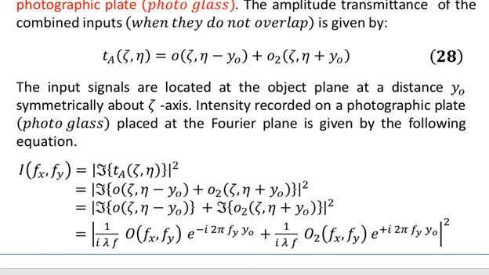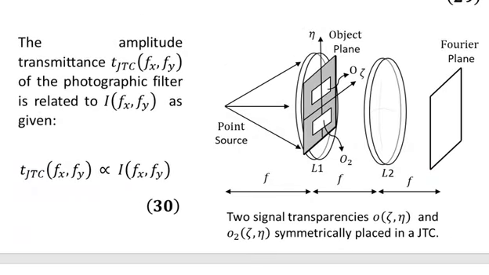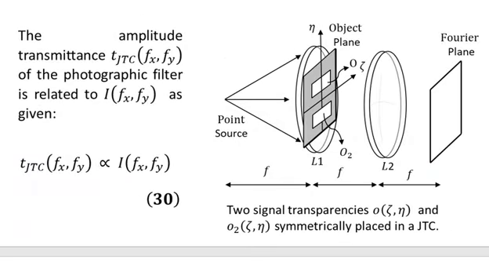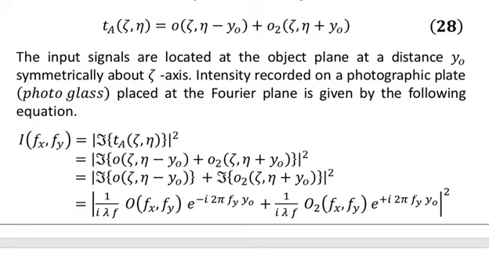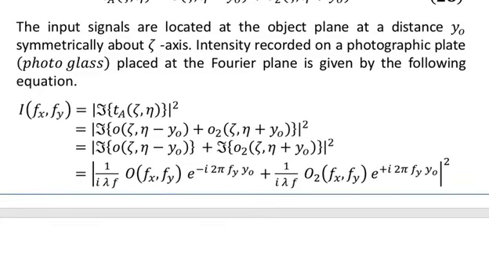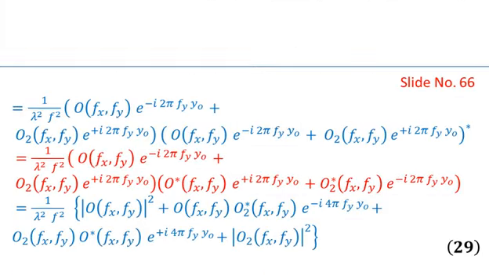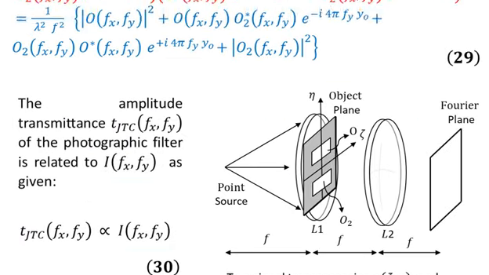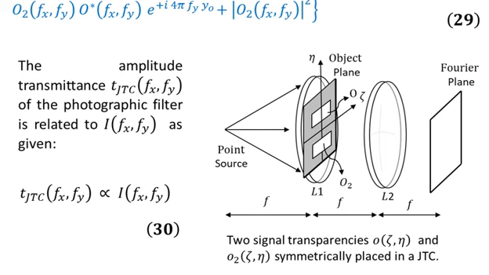The intensity recorded on the photographic plate or on the photo glass placed at the Fourier plane is given by the following equation. So we are actually giving you the expression for the intensity at the Fourier transform plane, that is I as a function of the Fourier frequencies fx, fy. That is equal to the absolute square of the Fourier transform of the amplitude transmittance of the objects at the plane zeta and eta. So you see that it will be equal to the absolute square of the amplitude transmittance of these two objects, which are going to be transformed by the lens L2.